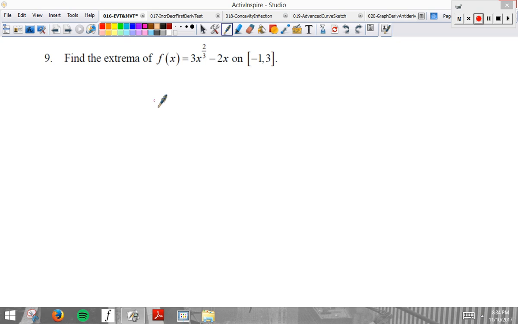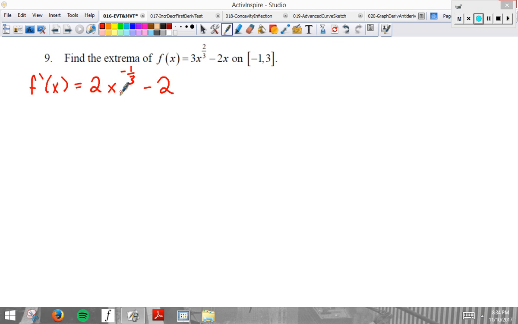Last, a hard example. Find the extrema of f of x equals this giant nonsense function. So our first step is find f prime in order to find the critical numbers. 2/3 times 3 is 2x. 2/3 minus 1 is -1/3. Derivative of -2x is -2.